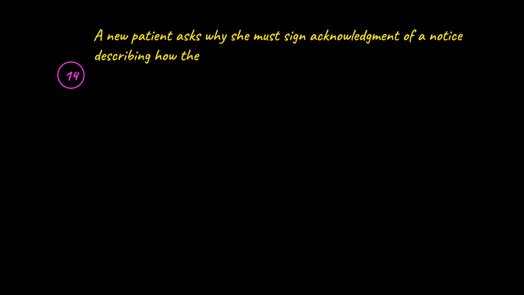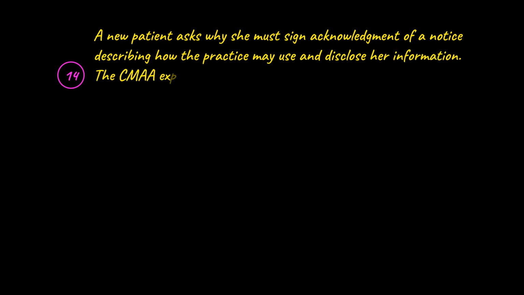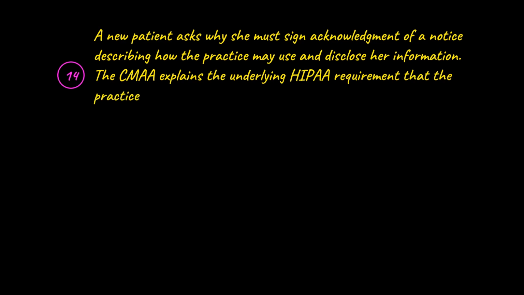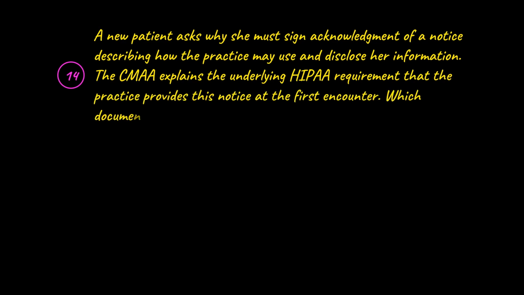Question 14. A new patient asks why she must sign acknowledgement of a notice describing how the practice may use and disclose her information. The CMAA explains the underlying HIPAA requirement that the practice provides this notice at the first encounter. Which document does this requirement describe most directly here?